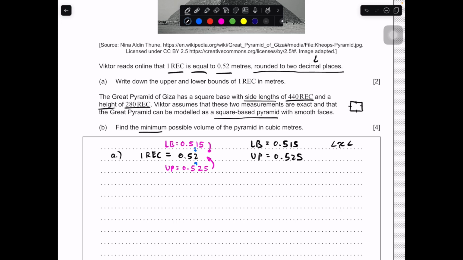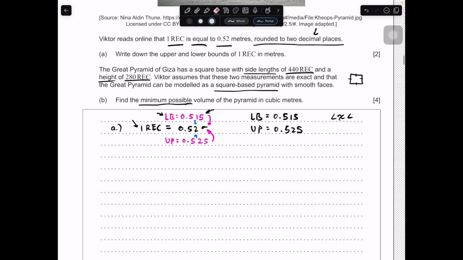So the minimum possible value, that tells us that we should be using our lower bound in this case. So if we have 1 REC is equal to 0.52, but potentially it could be actually a little lower since we're rounding, let's use the lowest possible value to find out the absolute minimum volume of this pyramid. Okay, so let's go ahead and take a look.